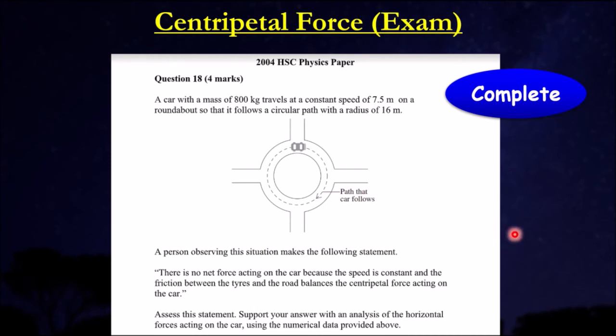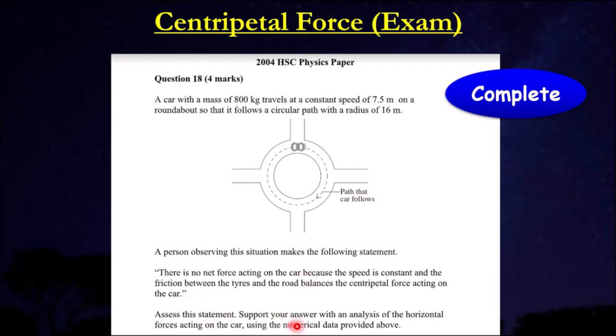Okay, so my last challenge for you is to try this question. The explanation is in a separate video, but this is from the 2004 HSC physics paper, worth 4 marks. It goes through the logic of centripetal force. So you have a car moving in this roundabout path here. You have a statement that says there is no net force acting on the car because the speed is constant and the friction between the tires and the road balances the centrifugal force acting on the car.